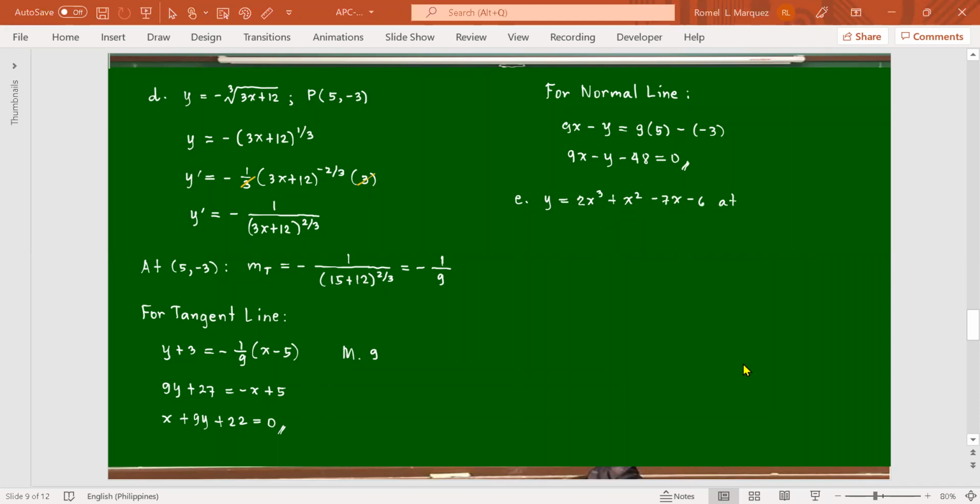At the point where the curve crosses the x-axis. What does it mean? I want the tangent line to be at the point where the graph of this given equation crosses the x-axis, meaning will intersect the x-axis. So when we say x-axis, guys, what does it mean?